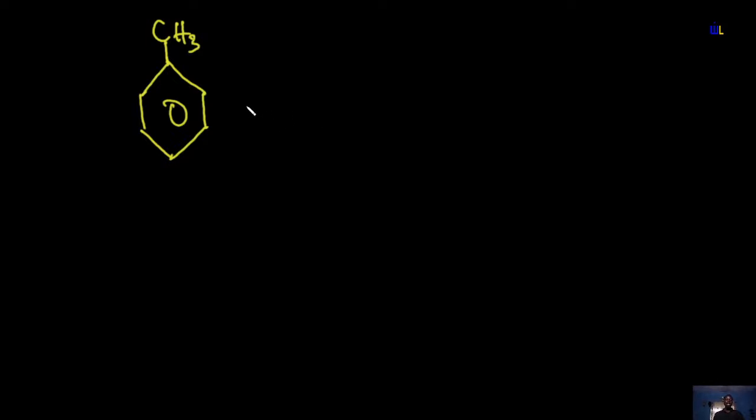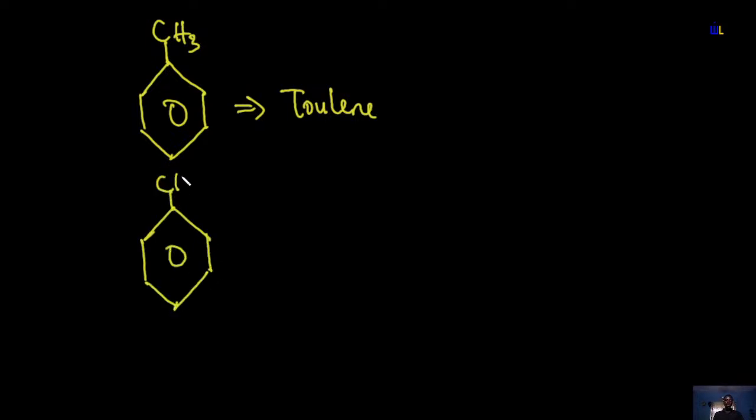The next one I'm going to talk about is when you have a methyl group attached to the benzene ring. When you have a methyl group attached to benzene, it is simply referred to as toluene. Basically, this is your toluene. You could have scenarios where you have multiple methyl groups on the ring. For instance, a dimethyl is what we refer to as a xylene.